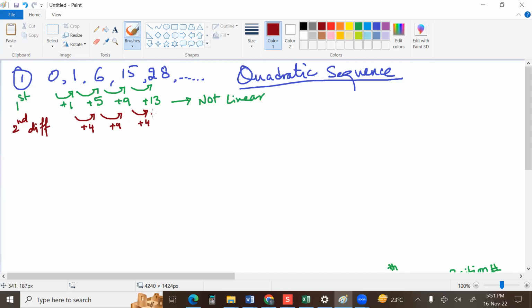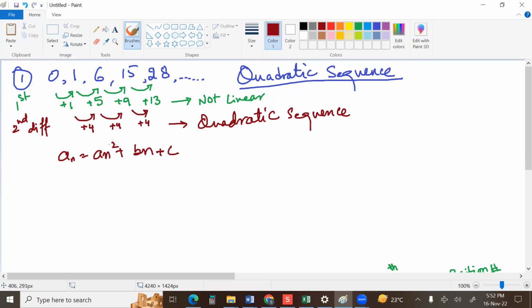We always check for the first difference first. If it is constant, then it is an arithmetic sequence. If not, we check for the second difference. If that is constant, we know that we are going to have a quadratic sequence. Now, what's the general term of a quadratic sequence? Can anyone tell me? It is an equals a n squared plus b n plus c. The highest power is 2 for the variable n and then it goes decreasing one by one.